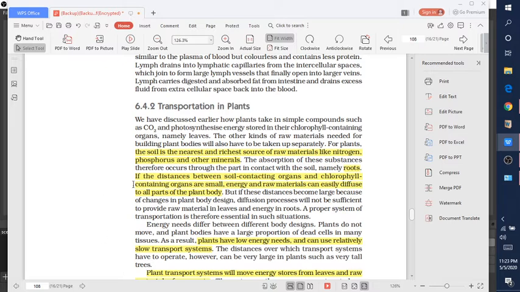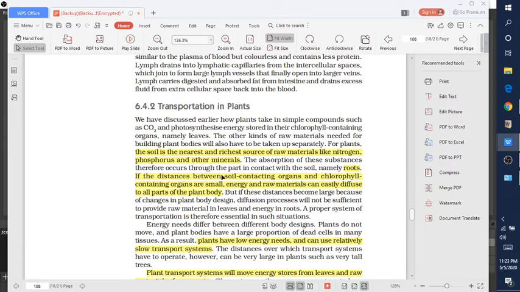Transportation in plants actually starts from the soil, which is the nearest and richest source of raw material like nitrogen, phosphorus and other minerals also. The absorption of these substances is done by the roots, and roots are in contact with the soil. If the distance between the soil contacting organ and the chlorophyll containing organ is small, energy and raw material can easily diffuse to all parts of the plant body.